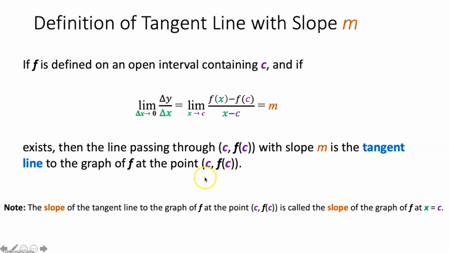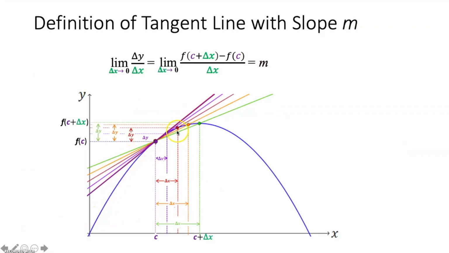It's the derivative of the function at x is equal to c. It's the instantaneous rate of change of the function at x is equal to c. Remember that. So the way we're going to visualize this is with a graph. We have our function in blue here, and our goal is to find the slope of our blue function at a particular x value, x is equal to c. So that's what we're trying to find.